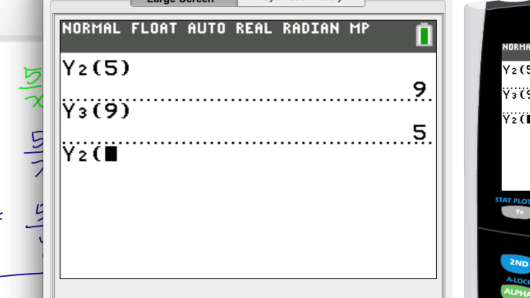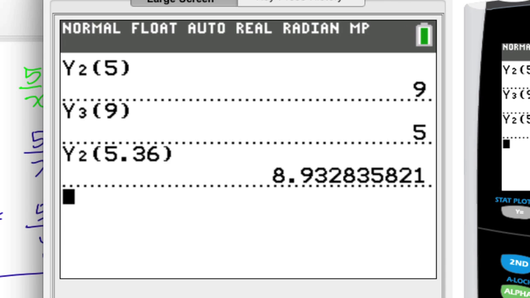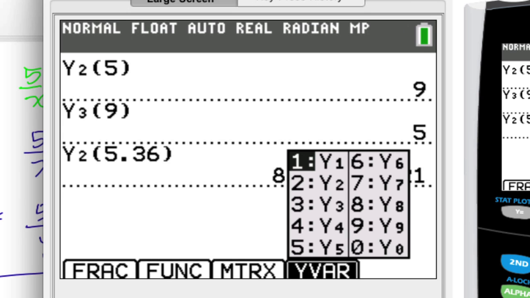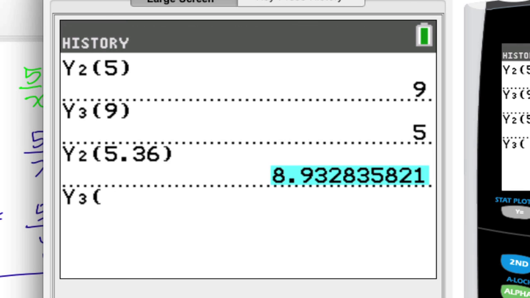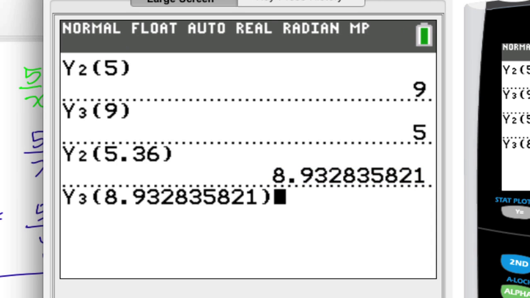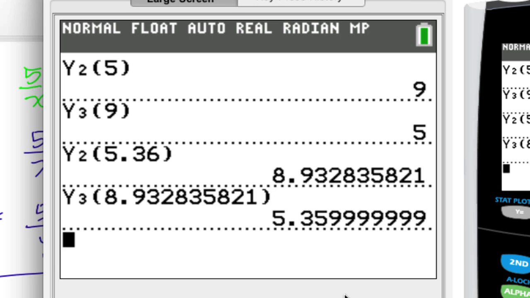Let's put in, let's say, 5.36, and we see the output comes out to be just over 8 9/10. And then let's check the inverse by putting in the output from the original equation, and now that's inputted. The output, or the range here, should be 5 36/100, and we see that it is very close to that. If we were to round, this would take us exactly to that number.